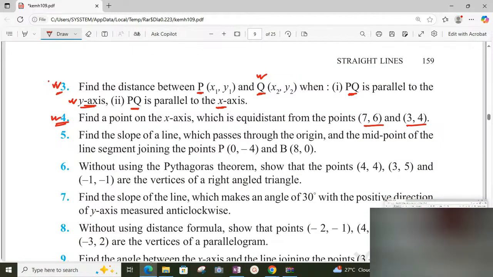This is question number 5. Now I am going to read question number 5. Find the slope of a line which passes through the origin and the midpoint of the line joining the points (0, -4) and (8, 0). This question asks us to find the slope of a line which passes through the origin. It means that one point of the line will be (0, 0), and the other point will be the midpoint of P and B. So the coordinate of the midpoint of P and B will be (0 plus 8) by 2 and (-4 plus 0) by 2. So let's see the solution of the question.